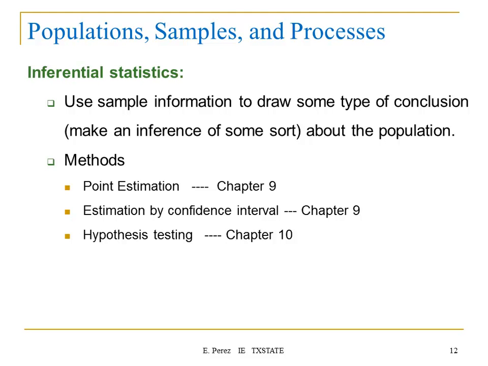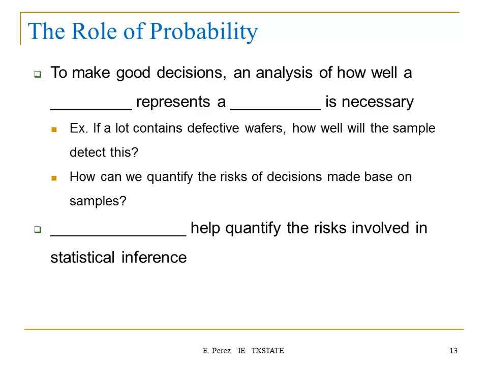Okay, so what is the role of probability? We talked about statistics, but what's the role of probability at this point to make good decisions and analysis of how well a sample represents a population? It is necessary to have probability. If a lot contains defective wafers, how well will the sample detect it?